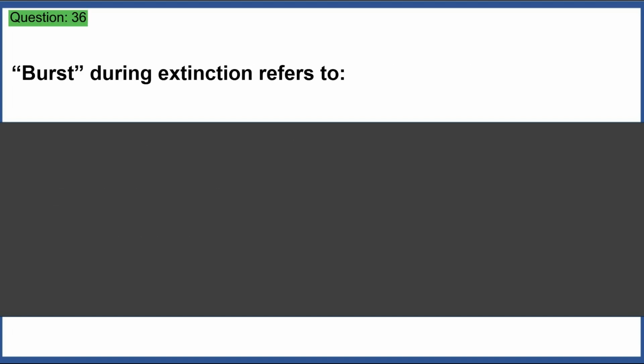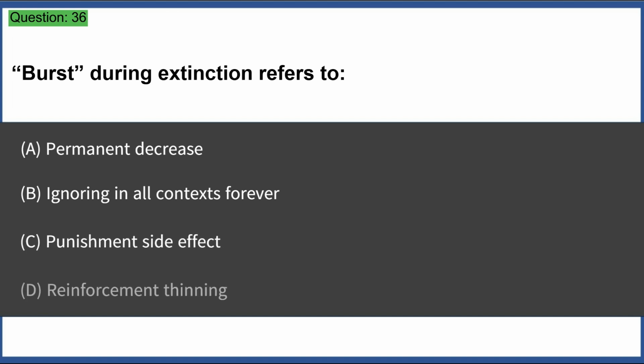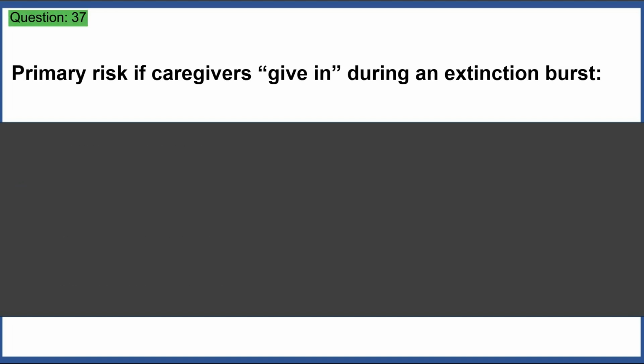Burst during extinction refers to A. Permanent decrease. B. Temporary increase/response variability at onset. C. Punishment side effect. D. Reinforcement thinning. Answer B. Extinction burst.